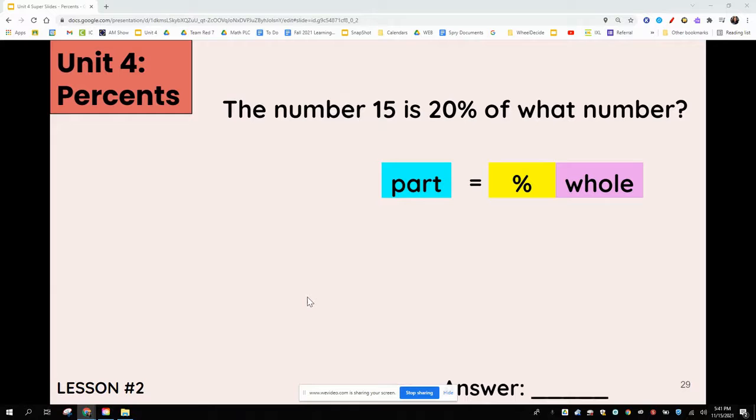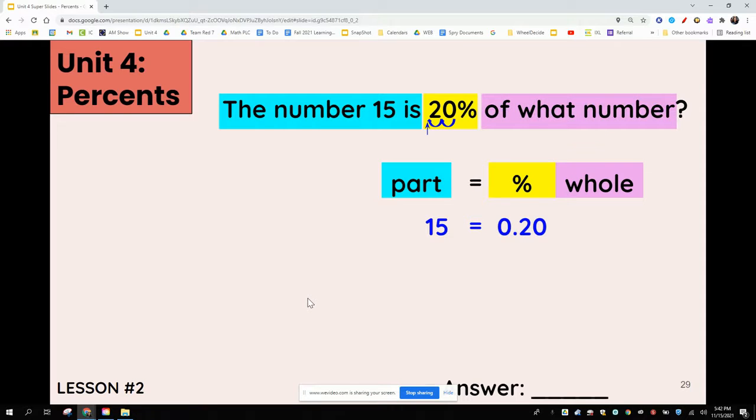The number 15 is 20% of which number? So it told us the number 15 is, that's our part. It says 20%. Now I'm not going to put 20 into the equation. I have to turn it into a decimal first. So I move the decimal over once, move the decimal over twice. That's 0.20.